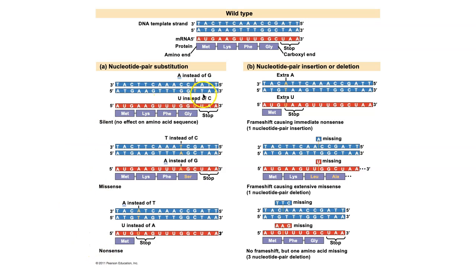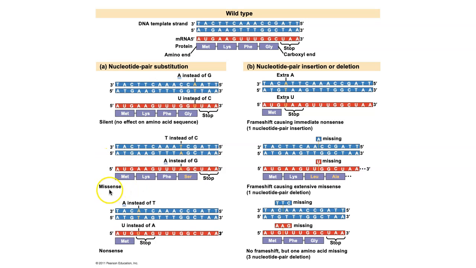We see that in the silent mutation here, this nucleotide should be a G, and instead it's an A, right? So here's the GC, and instead we have AT. This changed our codon from GGC to GGU, but we still coded for the amino acid glycine, so that's why this is silent. There's no effect on the amino acid sequence here.